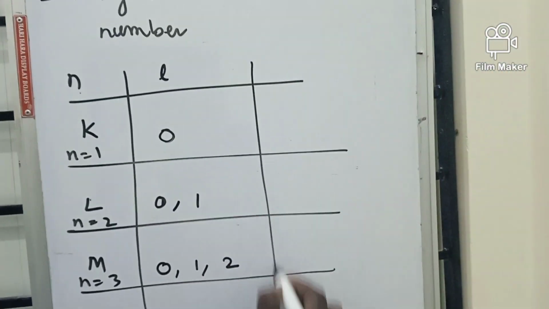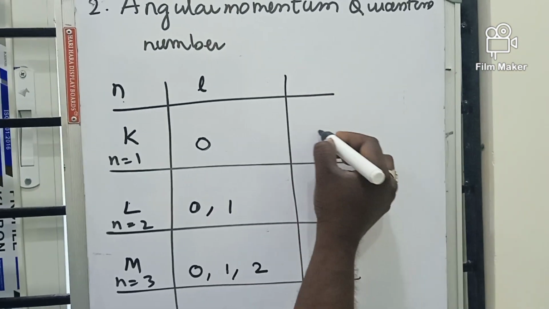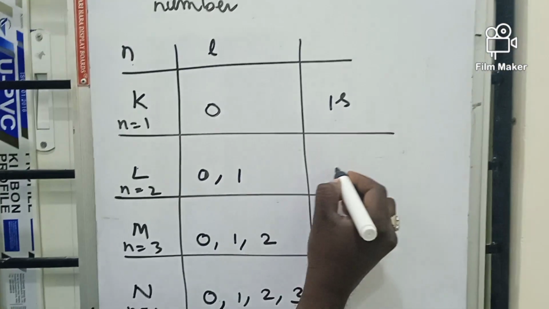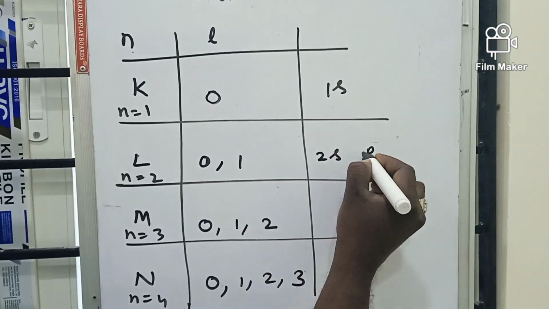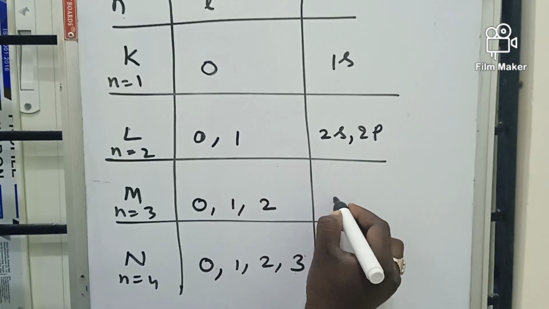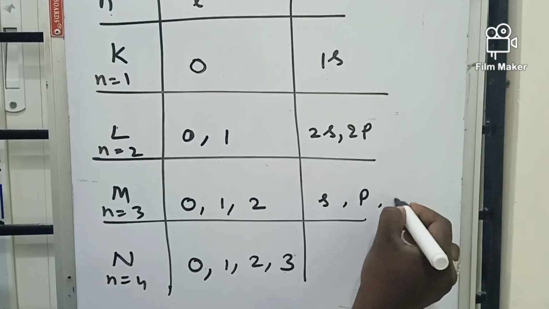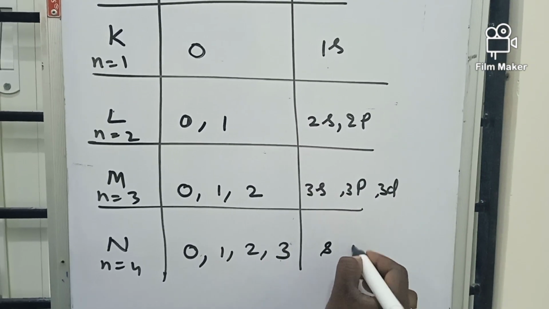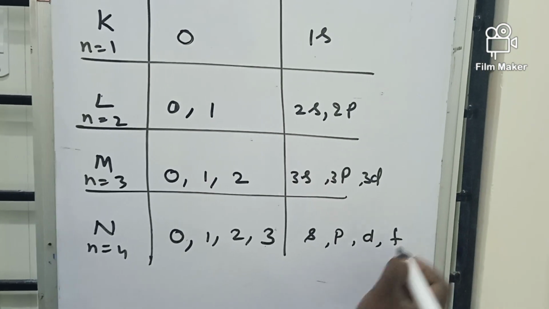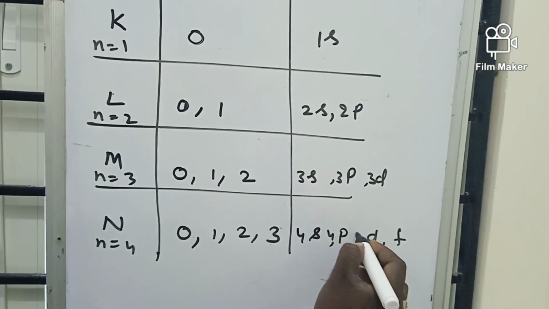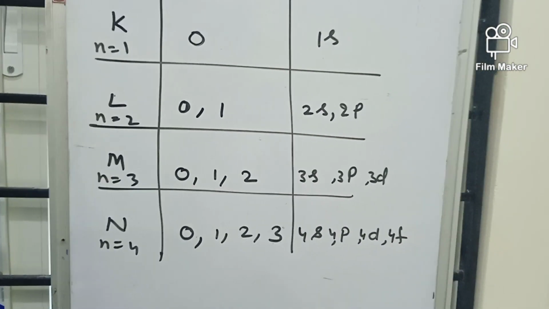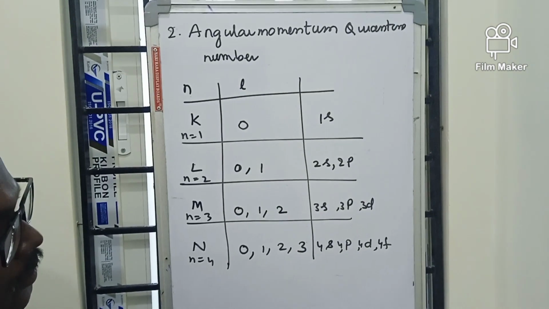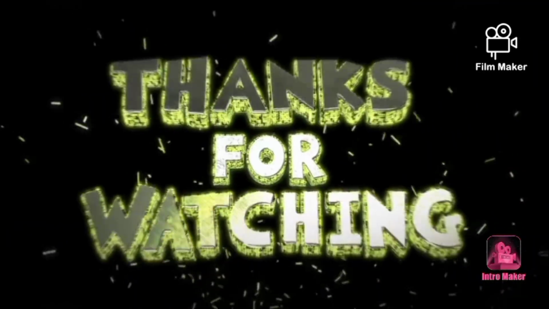And what are the orbitals we have? l equal to 0 means only s. In the first shell, that's why 1s. In the second shell, s and p, so 2s, 2p. Here, s, p, d: 3s, 3p, 3d. Then s, p, d, f: 4s, 4p, 4d, 4f. So like this, we can discuss the angular momentum quantum numbers.